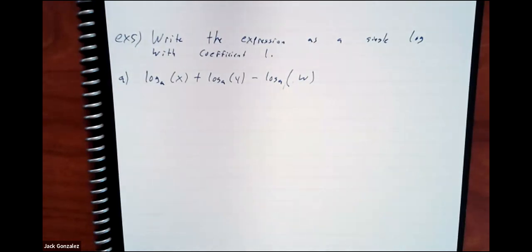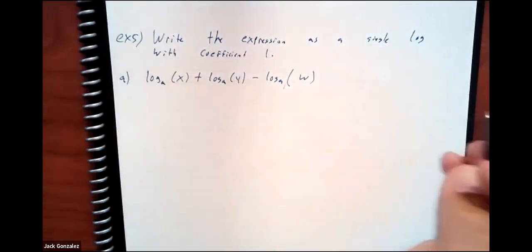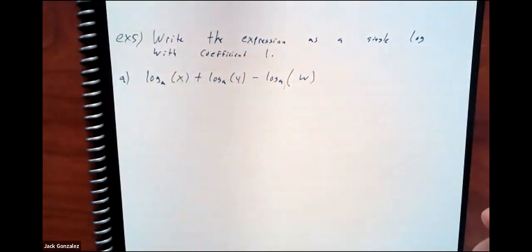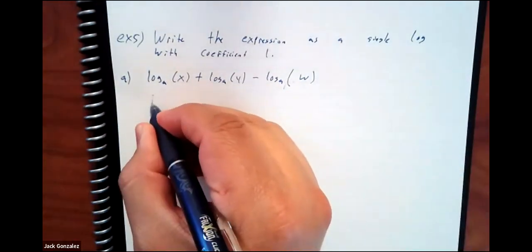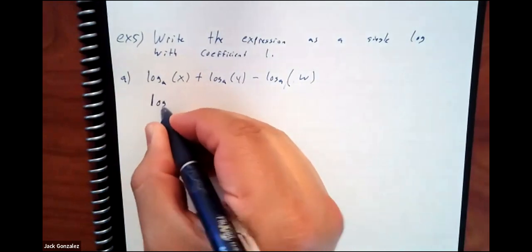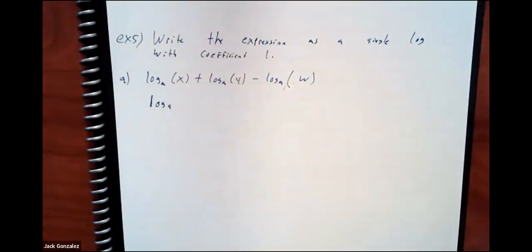It'll be 1 times log a xy over w. Yeah, that's right. But you don't have to write the 1. It's just implied. Just make sure if there's like a 3 there, you've got to do extra work. So it's that. If there's anything that's not 1 in front, you have to do an extra step.